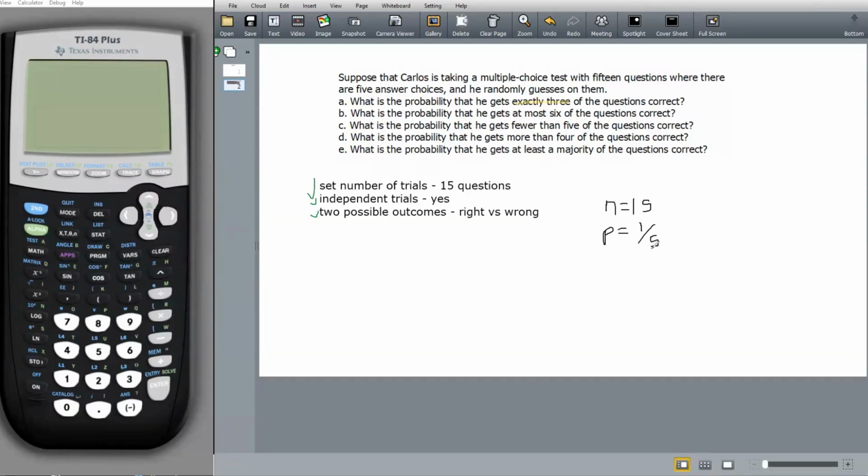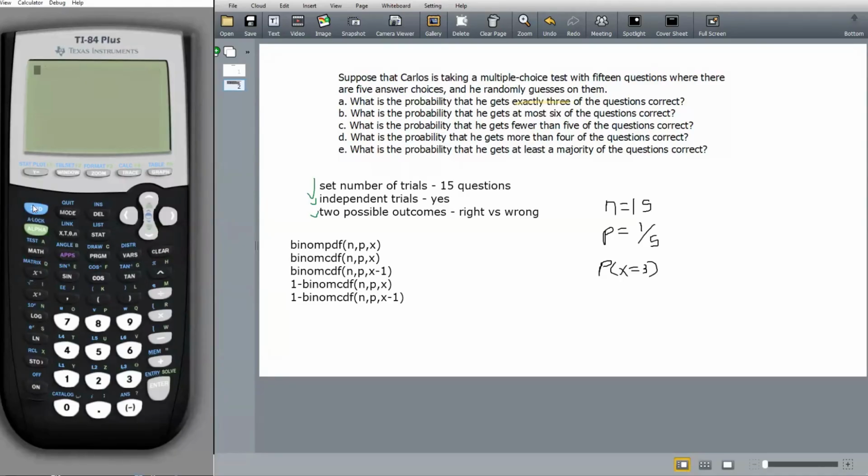And for part A, because it says exactly 3 of the questions, the probability that I am interested in is the probability that X equals 3. I can write this in my probability notation as P(X = 3). What this says is I am finding the probability that X equals 3, just in shorter words. Because this is X equals 3, I know that I am calculating the binomial PDF.